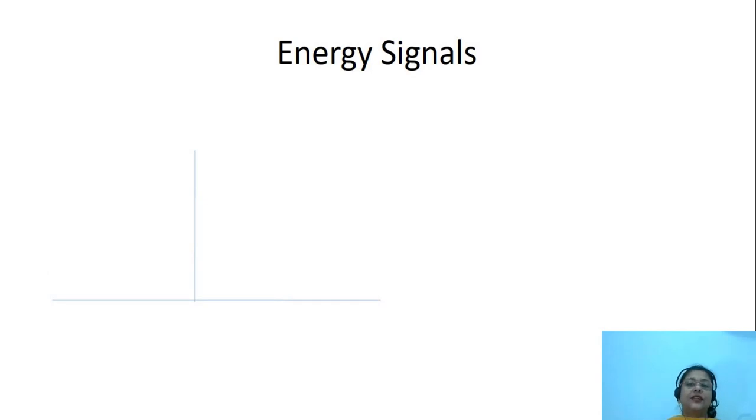Now, what is an energy signal? An energy signal is a signal which has finite energy and zero power. Let's say we have an energy signal g(t). So the energy of the signal will be given as Eg equal to the integral from minus infinity to plus infinity of g square t dt. So this is the equation for finding out the energy of the signal.